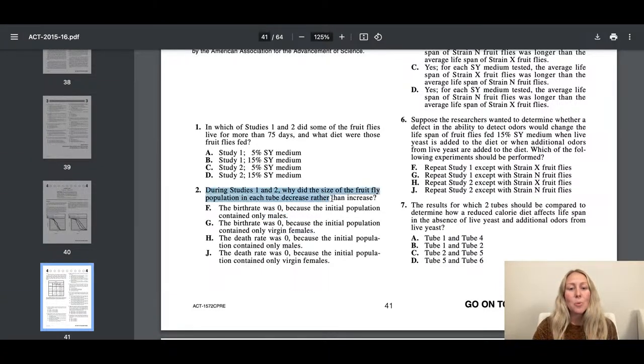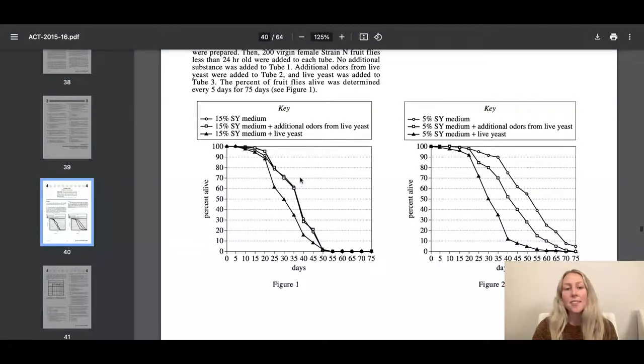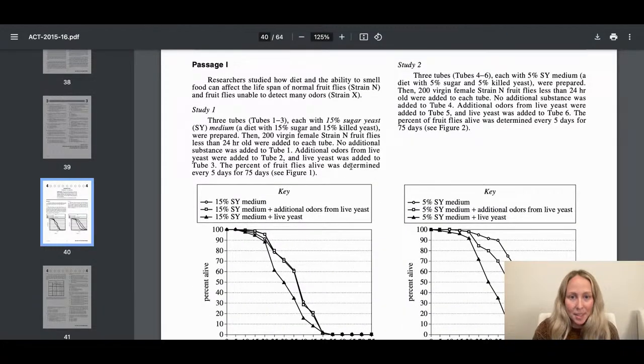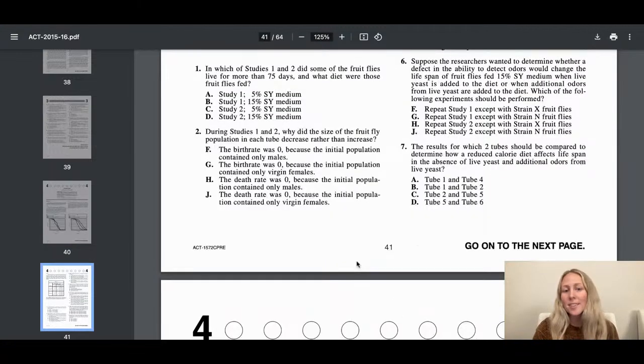During study 1 and 2, why did the size of the fruit fly population in each tube decrease rather than increase? Let's check if it's male or female. It does not say anything on the graphs. What about study 1? Anything about male and female? There it is, virgin female and virgin female. The right answer is which one? G. You got it. Very good.